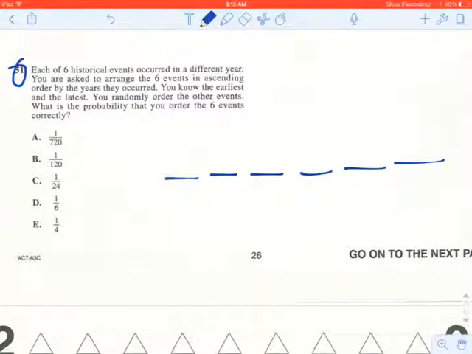correct answer. So if we know the first and the last, then our probability is 1. It's 100%. We're going to get it right for sure because we know for a fact what the earliest year is and what the latest year is. So we were drawing from 6 events, right? We've placed 2, so now we're left with 4 possible events.